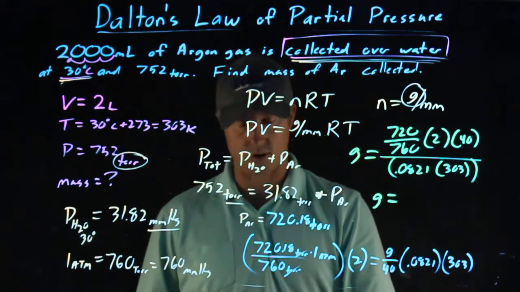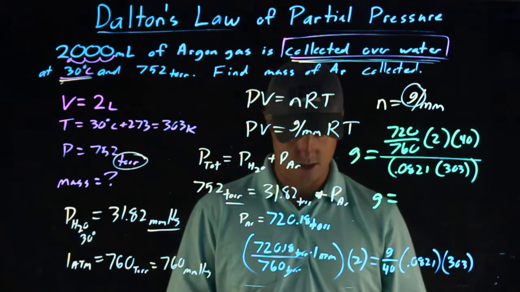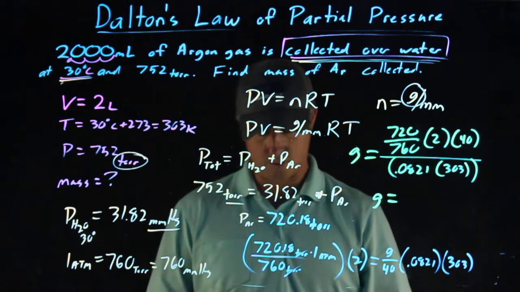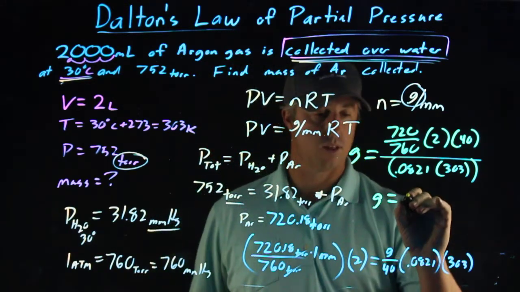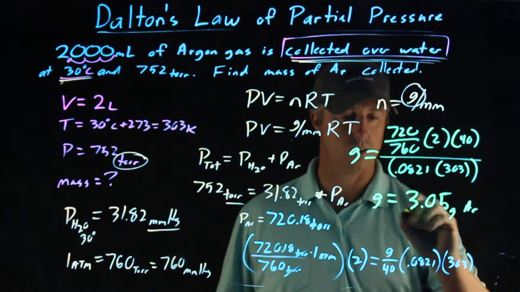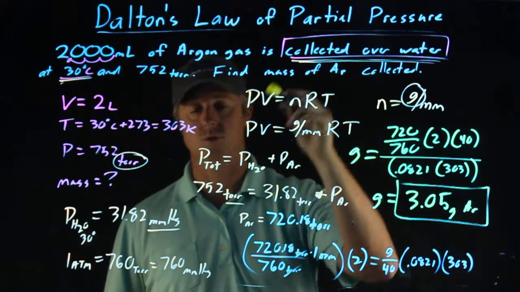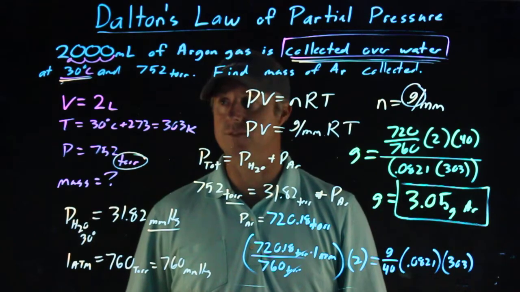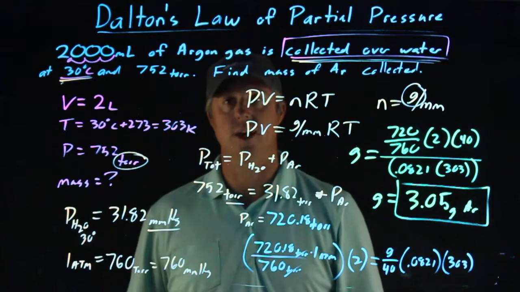So my mass of argon equals 720 divided by 760 times 2 times 40 divided by 0.0821 divided by 303 to get 3.05, it's technically 3.046 grams of argon. There is my answer. The key thing is I had to realize it was over water, subtract the pressure of water out, and then plug in and solve. Good luck in future problems. Keep an eye out for collected over water. That's all that has to be said, and then you can use your table for it. Good luck.